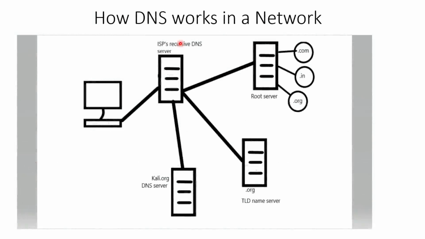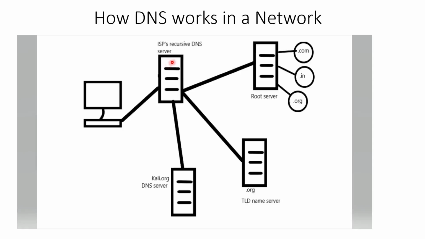How does DNS work in a network? Let us consider we are searching for a website called kali.org. Our computer will look for the IP address in its local DNS cache. If it is present, the website will be displayed. If it does not have the IP address, it will send the query to the ISP recursive DNS server. ISP stands for Internet Service Provider.